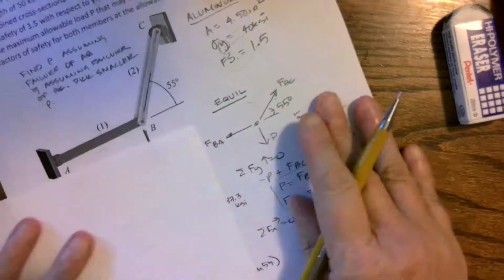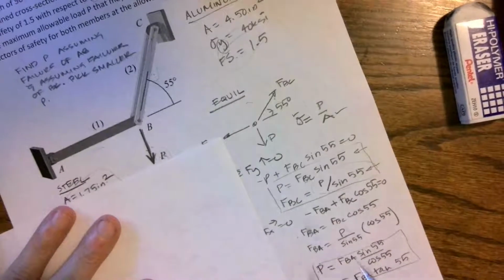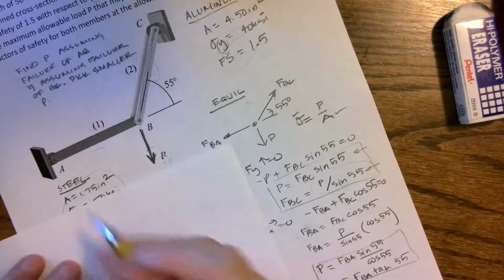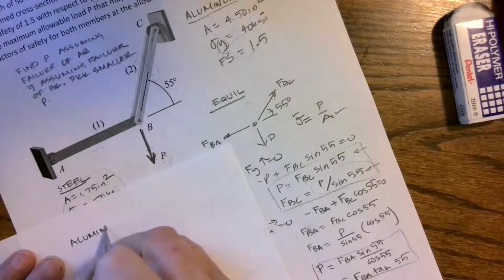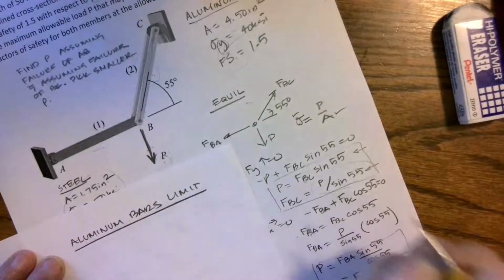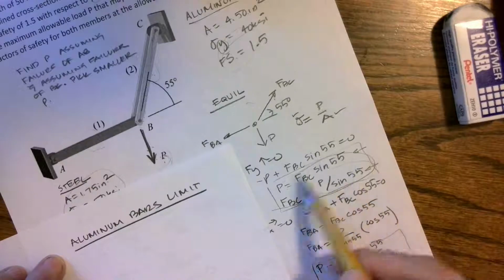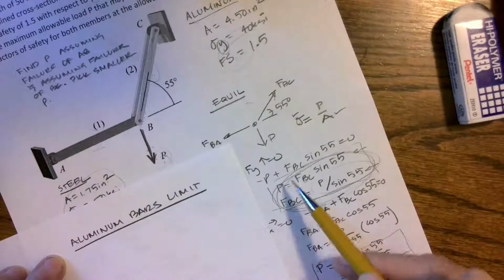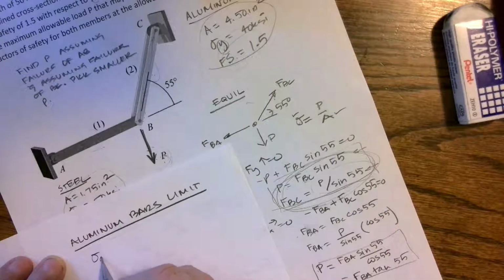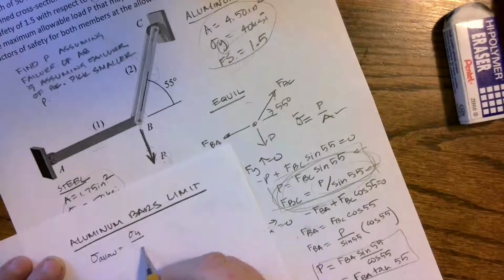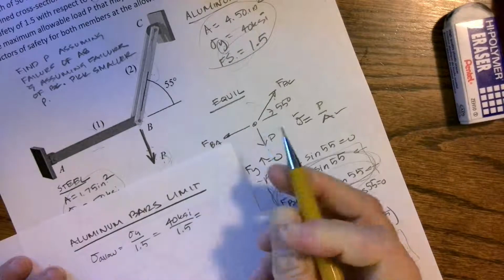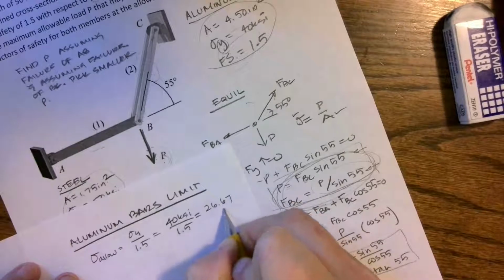Okay, so we're going to do the same thing. We can still see our free body diagram. We still have our equations, but this time we're going to assume that we have yielding. So we're going to have aluminum bars limit. And if the aluminum bars limit, then we're going to be working with the aluminum and how it's related with force P and the aluminum material properties. So again, I know that the allowable stress that I can have is going to be that yield divided by 1.5. So I have 40 KSI divided by 1.5. So the stress that I don't want to exceed is 26.67 KSI.